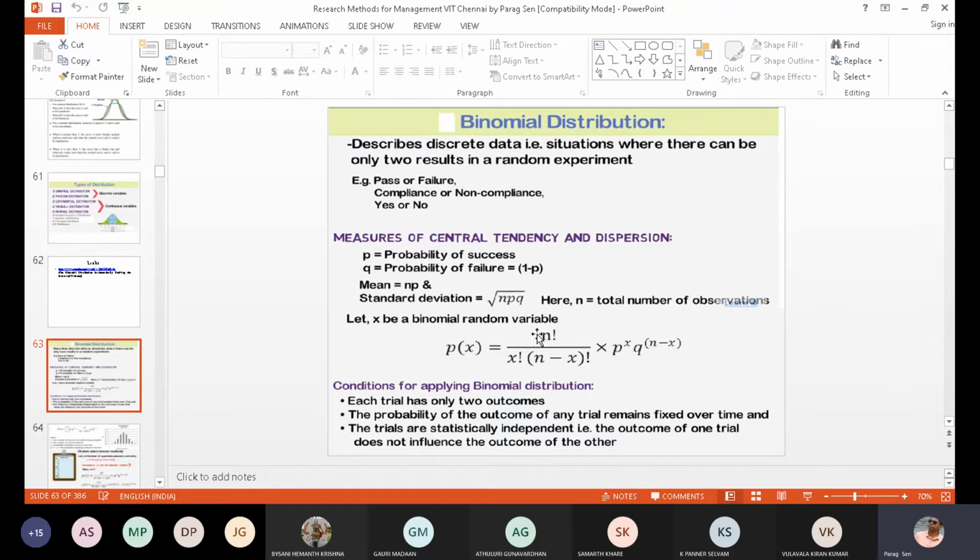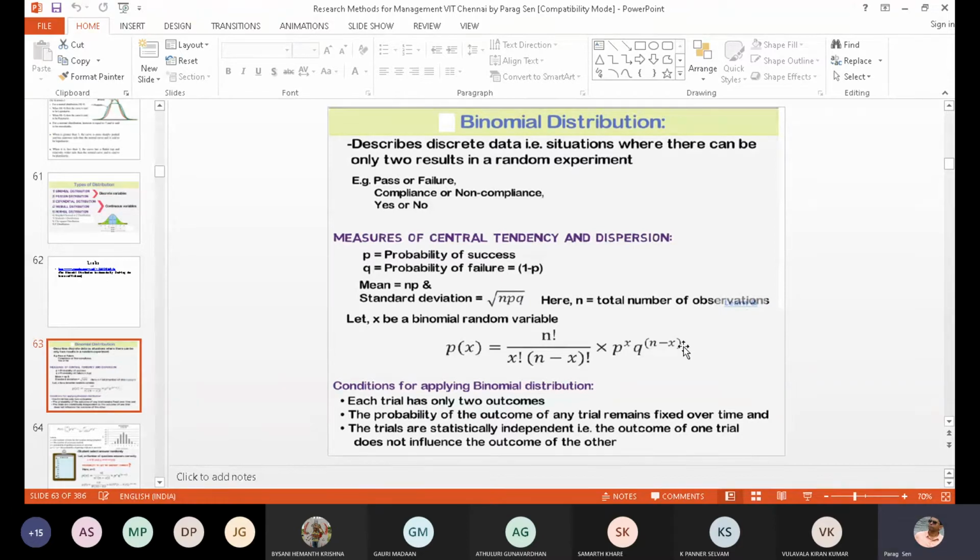Let x be a binomial random variable. So what will be the probability of x? The probability of x is given by n factorial divided by x factorial into n minus x factorial, into p to the power x, into q to the power n minus x.